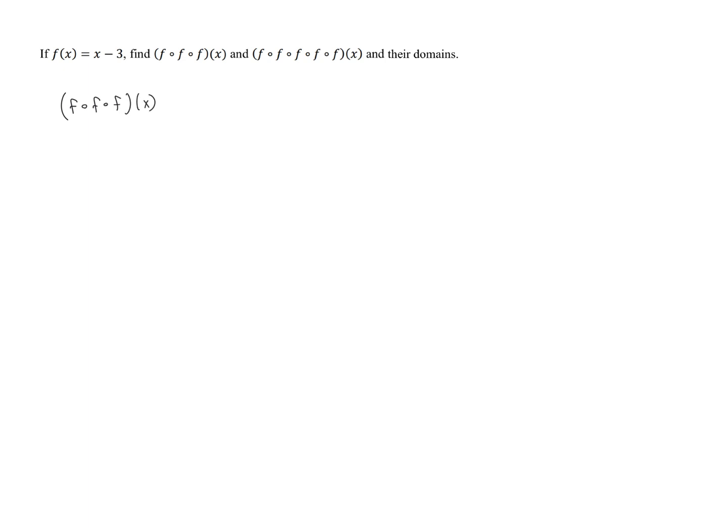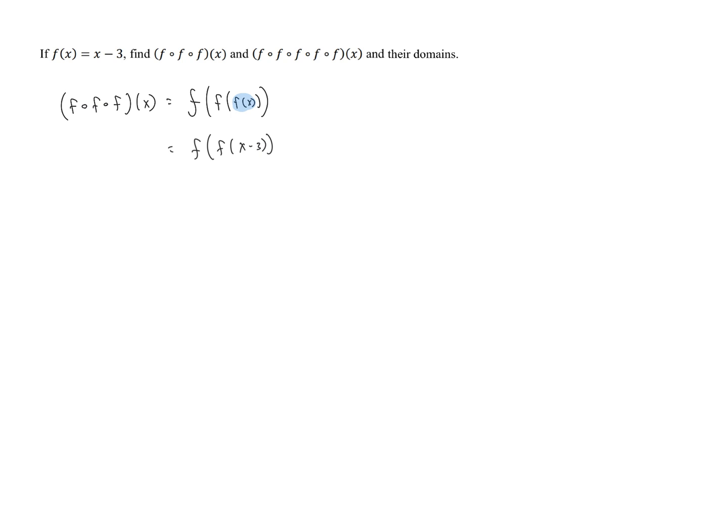a composition of three functions, this is just the same as f of f of f of x. And so we can start substituting in from the middle and working our way out. We know that f of x is x minus 3. So this is going to be f of x minus 3.